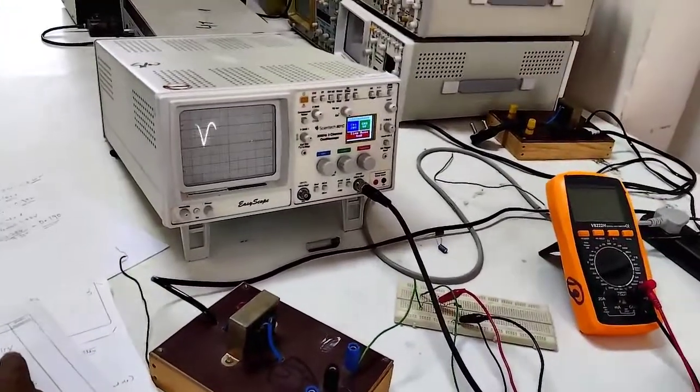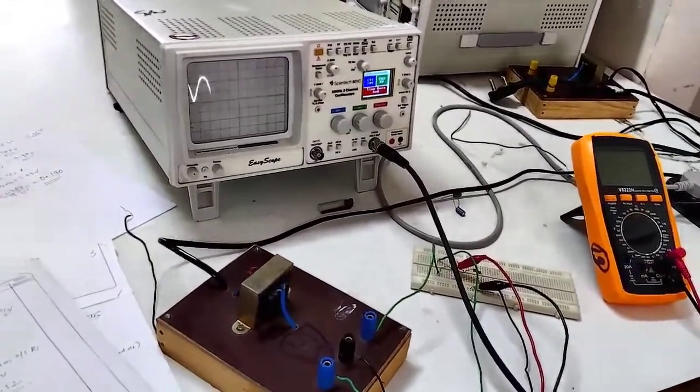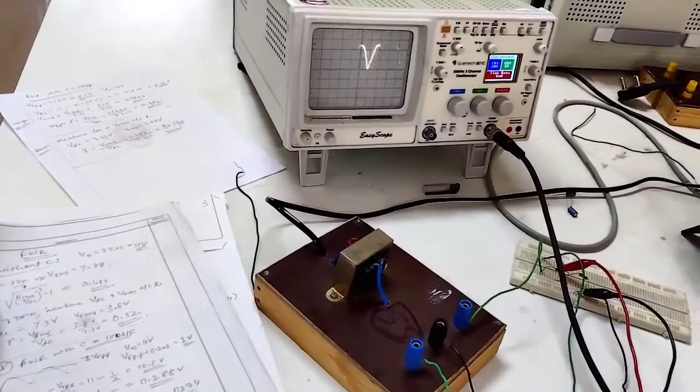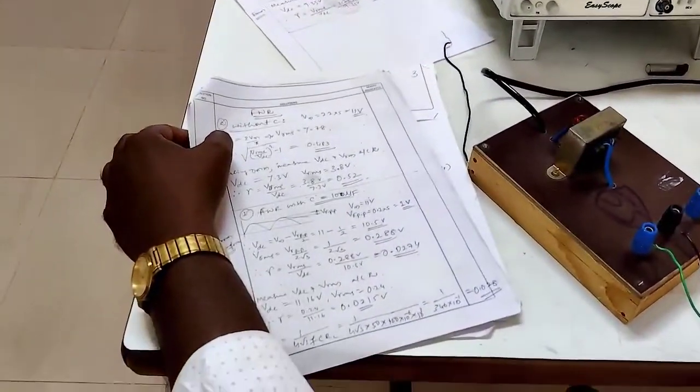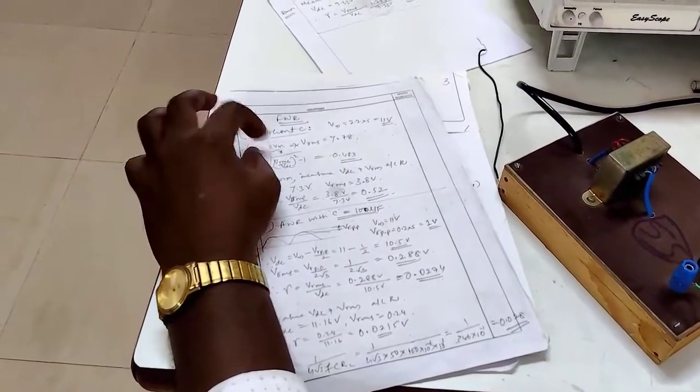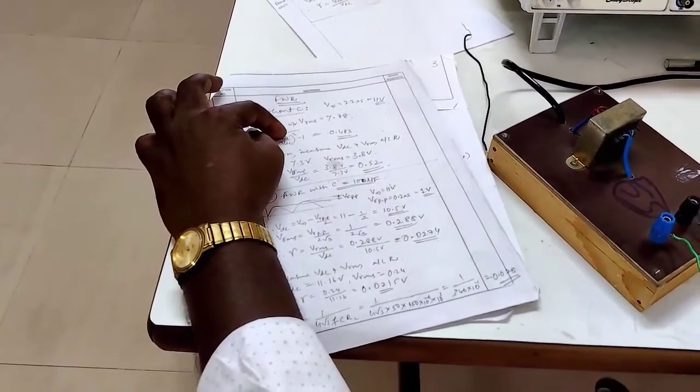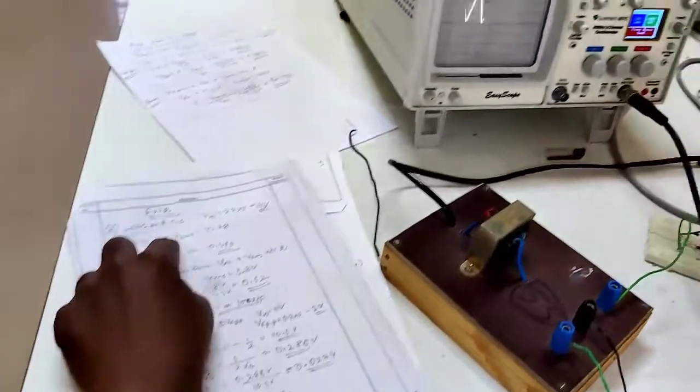So from this maximum voltage from the waveform, we have to calculate the VDC using the formula that is given in the full wave rectifier. VDC is equal to 2 Vm by pi. That will give you 7 volt.